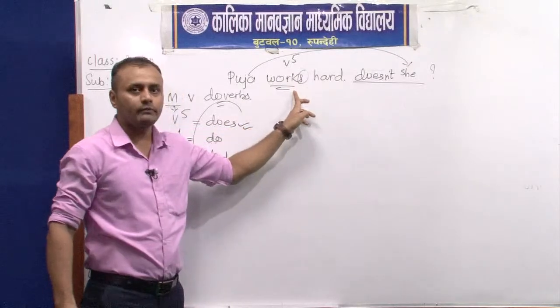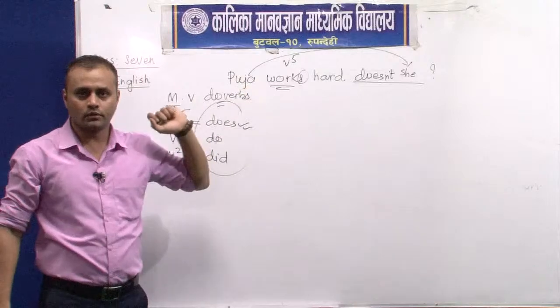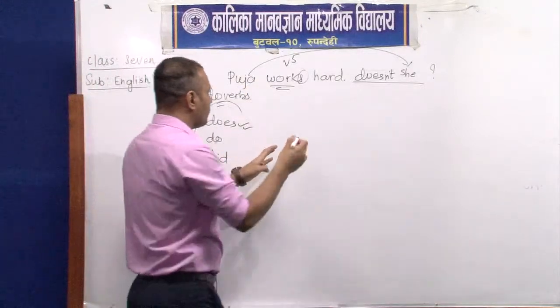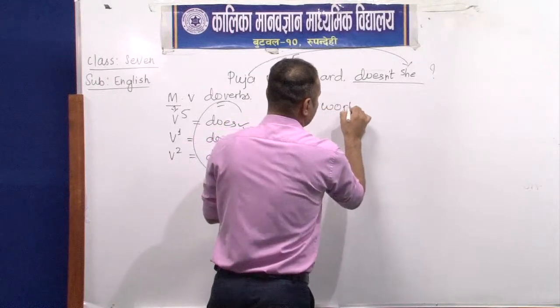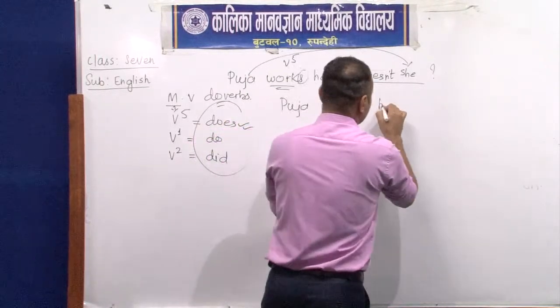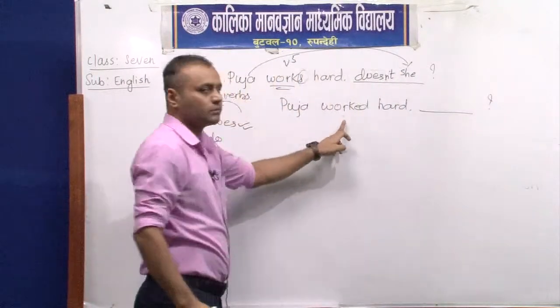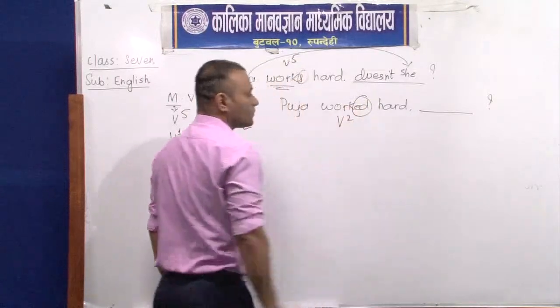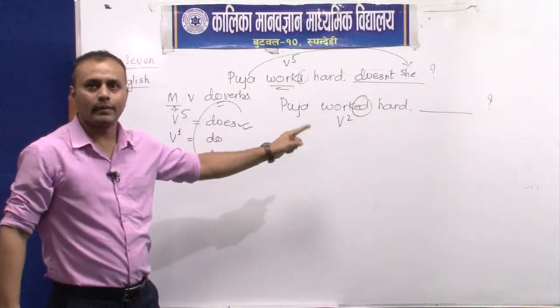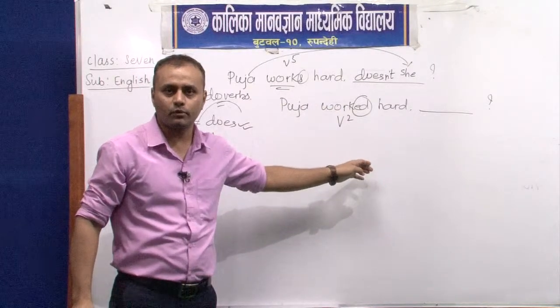If there is verb 5, we use does. If there was verb 2, like this, Pooja worked hard. Now there is verb 2, worked, suffix ed is here, that is why this one is verb 2, right. Verb 2, the past verb of work, worked means the past verb of work.